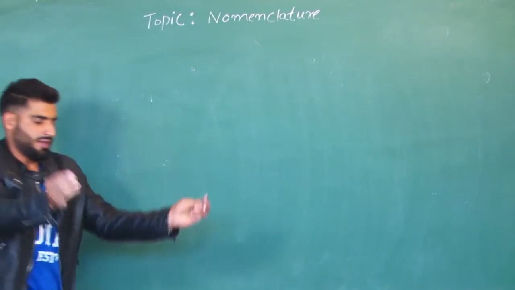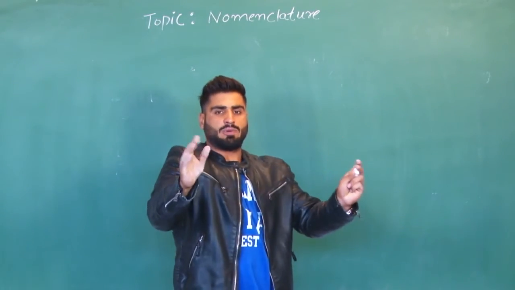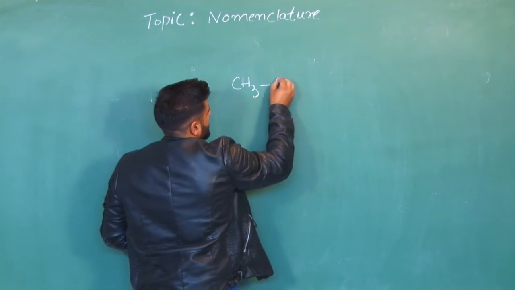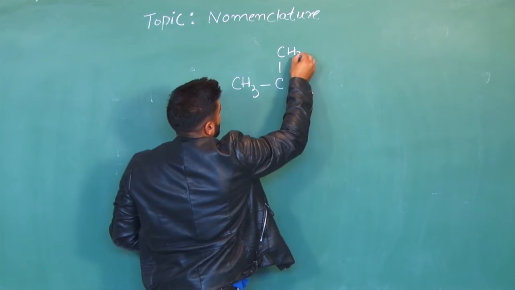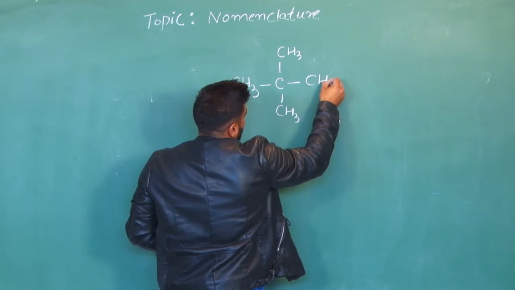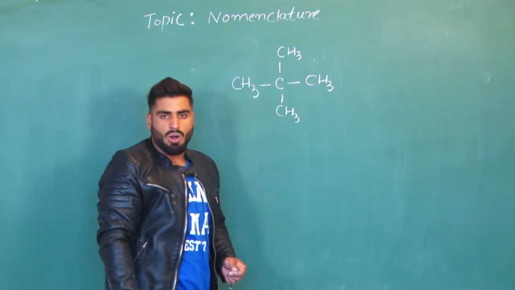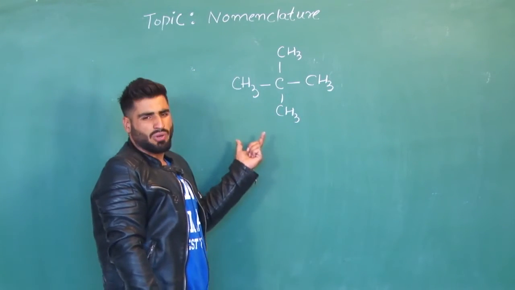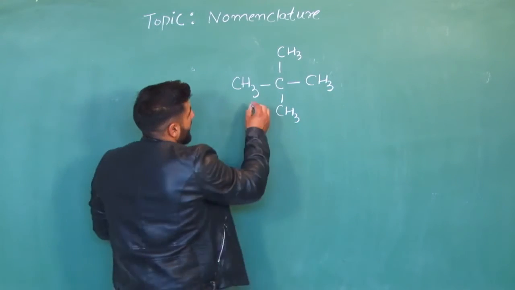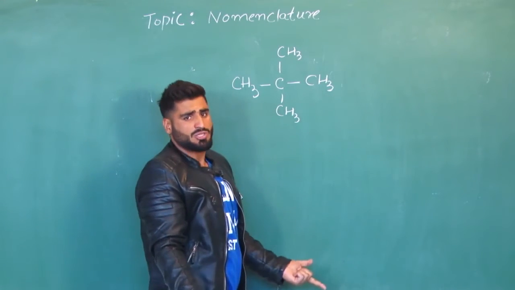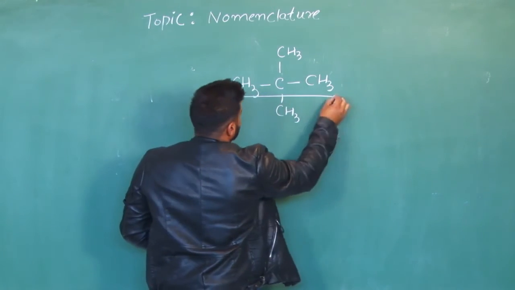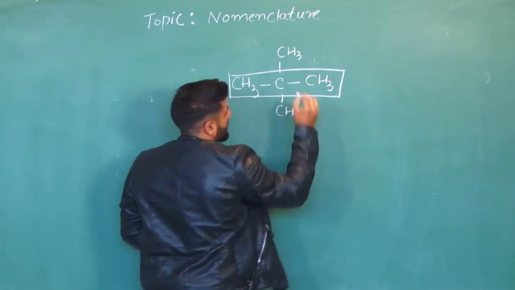Now, a very simple organic compound. Suppose this is an organic compound: CH3, C, with CH3, CH3, and CH3. If you are asked to name this organic compound, it's a very simple story. You have to take the longest carbon chain. In every direction, we look for the longest possible chain: 1, 2, 3. So I will be taking this one. This is the longest possible chain.